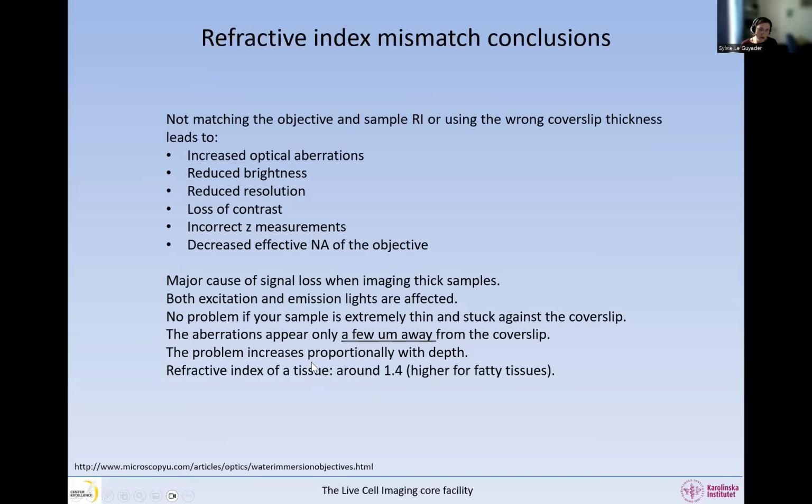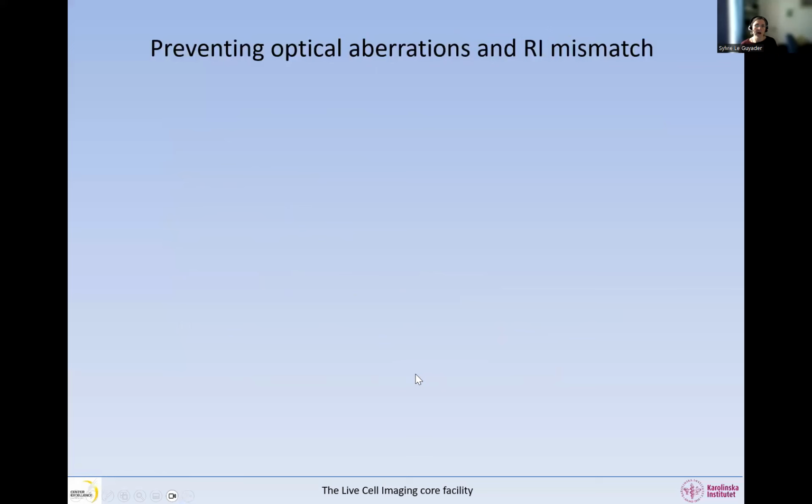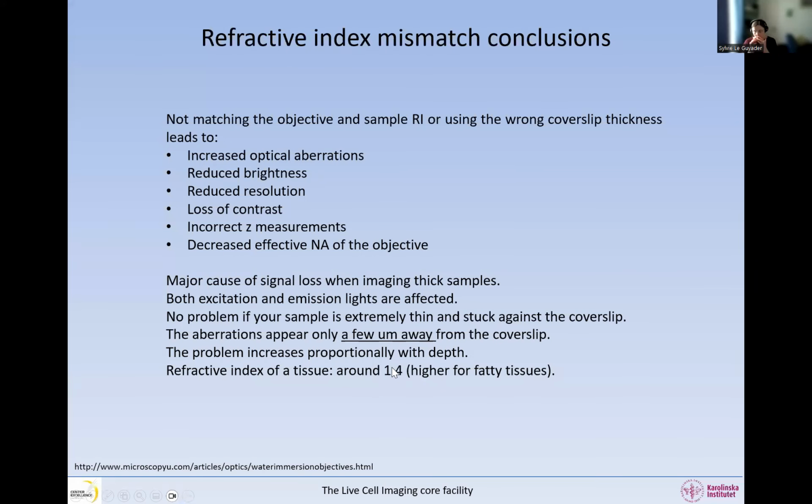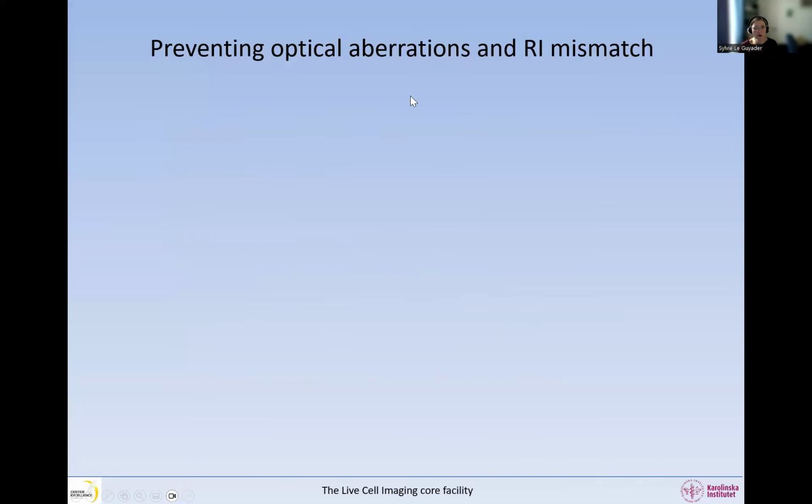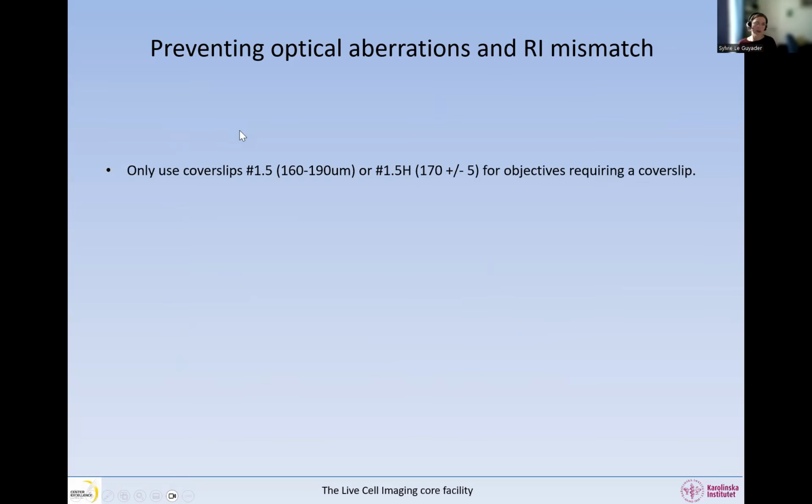So you can count that a tissue will have more or less a refractive index of 1.4, and it's going to be a bit higher for fatty tissues. And then if you have cells on the cover slip or cells in a gel, then you go for the same refractive index as water, and you use a water objective. So how can we prevent optical aberration and refractive index mismatch?